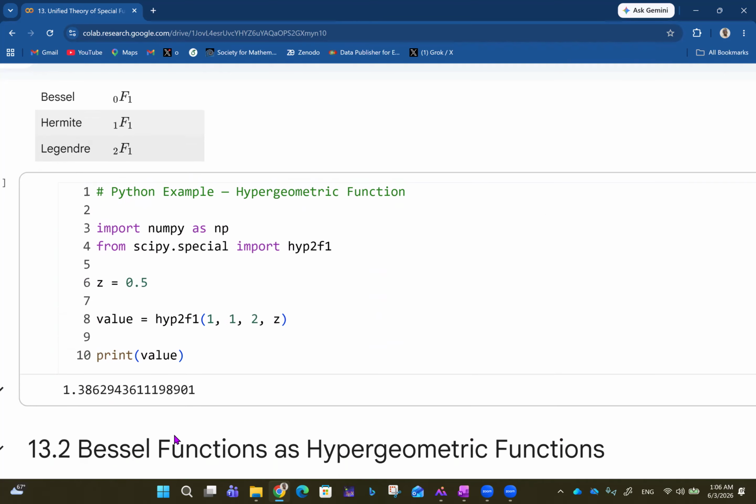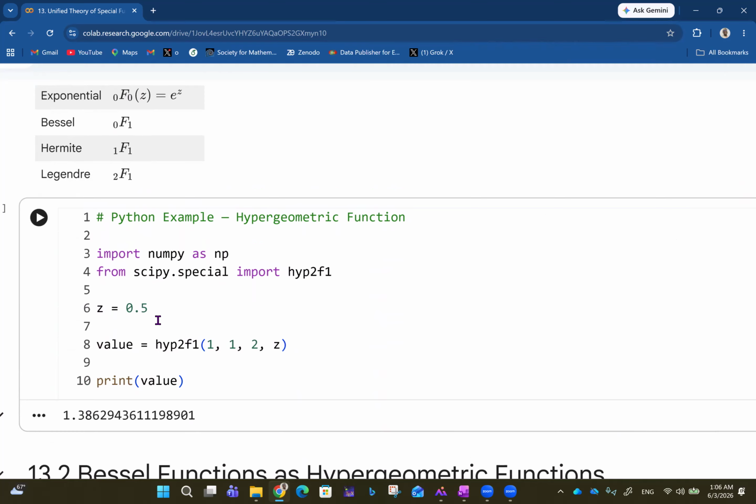And then we move on to the hypergeometric function, which we did in the last video. With variable z being 0.5 or whatever you want to assign to it, and a is 1, b is 1, c is 2, you can do this and get the value. You can print the value of this, which is 1.38629436111198901. So that's the hypergeometric function if you want to compute it using SciPy and NumPy.